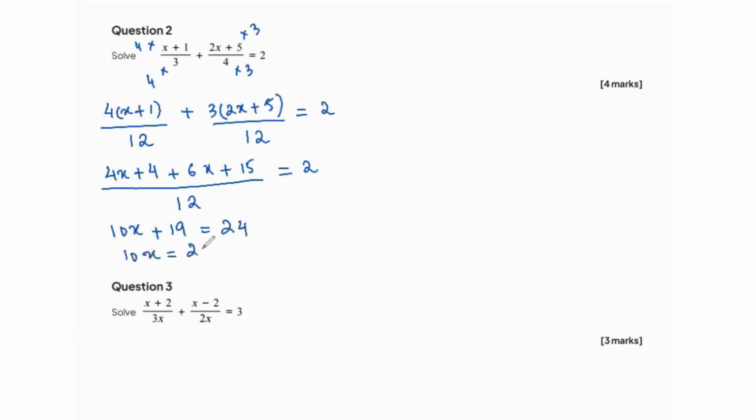10x equals 24 minus 19, which is going to equal 5, and x equals 5 over 10, which is 1 over 2.